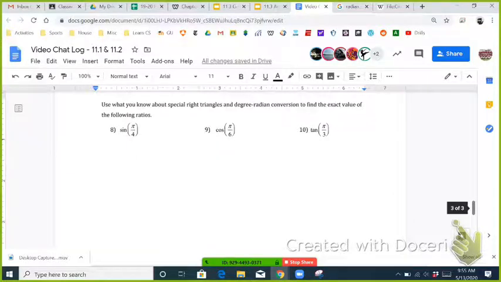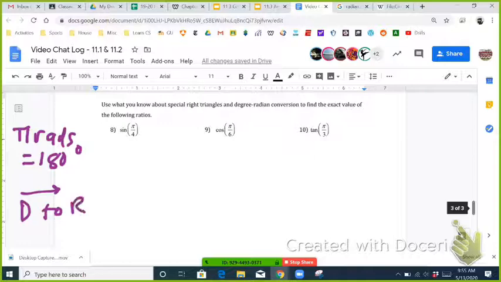Alright, so we have to use what we know about special right triangles and degree radian conversion to find the exact value of these ratios. So first, let's convert these angles to degrees. Pi radians is equal to 180 degrees. So to convert something from degrees to radians, we're going to multiply by pi over 180.